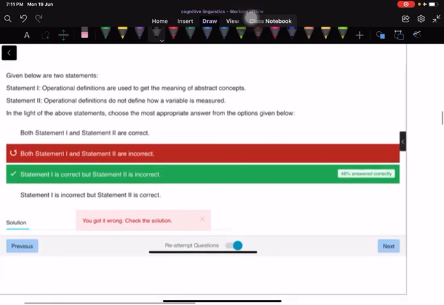Now, the next question: operational definitions are used to get the meaning of abstract concepts. That's correct. And second, operational definitions do not define how a variable is measured. That is incorrect.